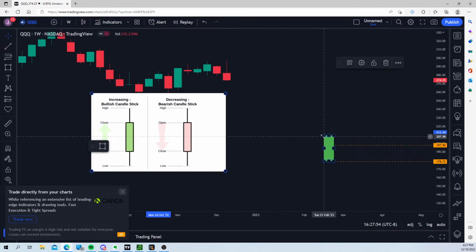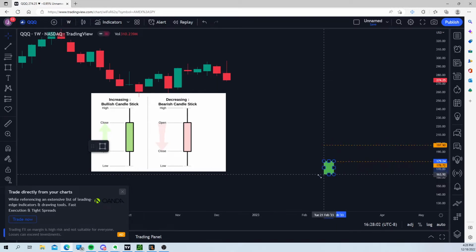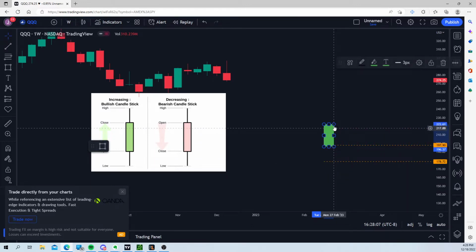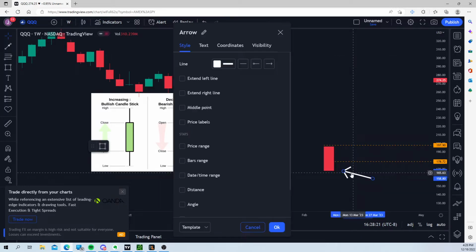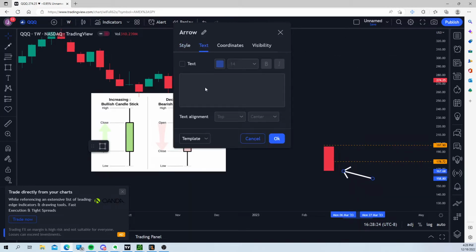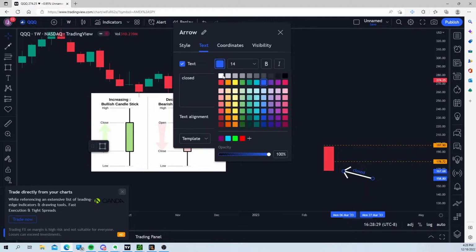Remember, it opens at the bottom, moves around, and then closes. If it closes backwards, it's a red candle. It'll open on top and go down, so it'll be green going up and red going down. Let's say it closes like this and there's a red candle. Guess what? It closed below. This will be the price it closed at, a closed candle below 178.